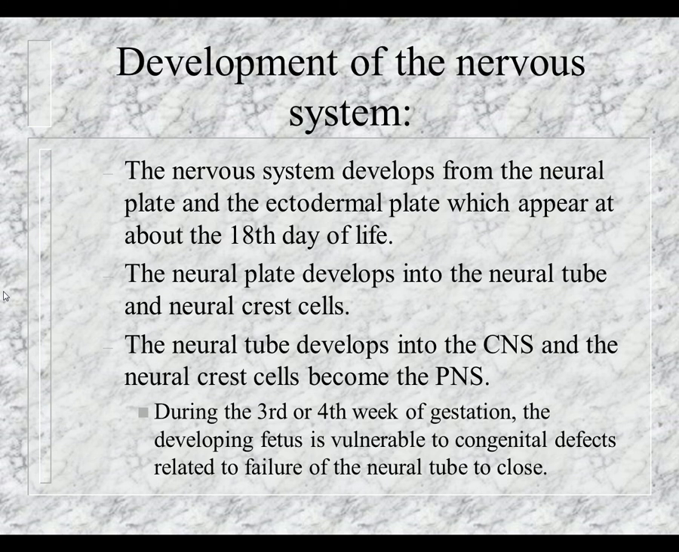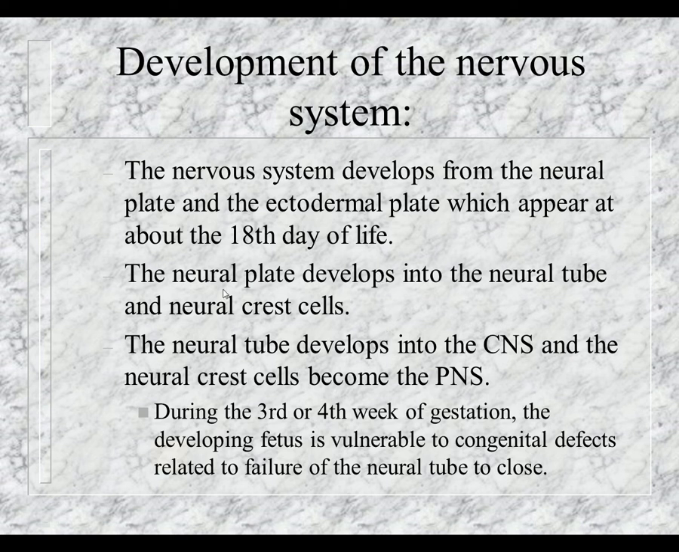All right, the development of the nervous system. The nervous system develops from the neural plate and the ectodermal plate, and this appears at about the 18th day of life. The neural plate develops into what's called the neural tube and the neural crest cells. The neural tube then further develops into the central nervous system, and the neural crest cells develop into the peripheral nervous system. Now, what's significant is that during the 3rd or 4th week of gestation, the fetus is very vulnerable to congenital defects related to failure of this neural tube to close.